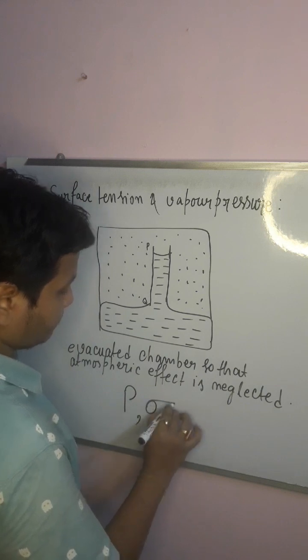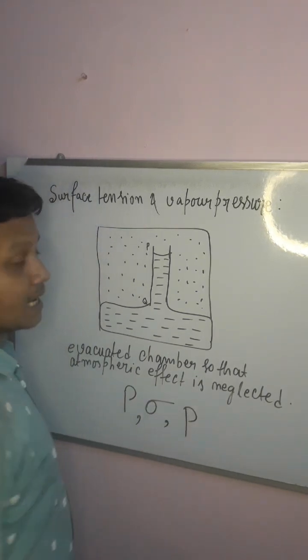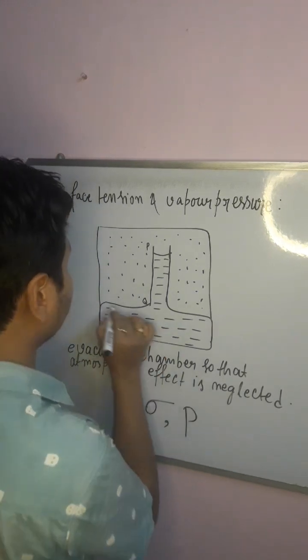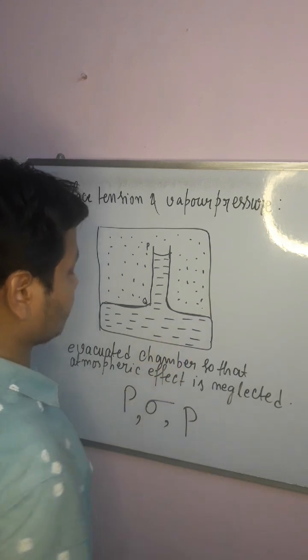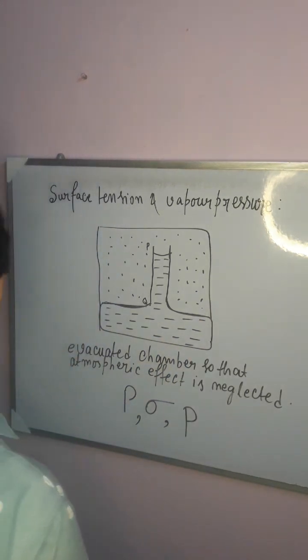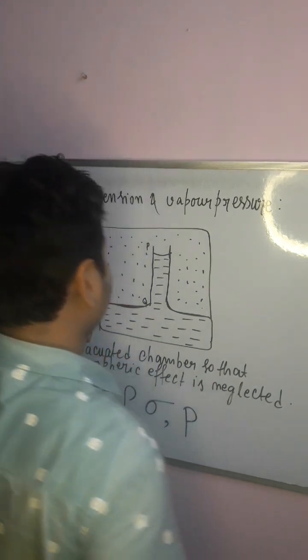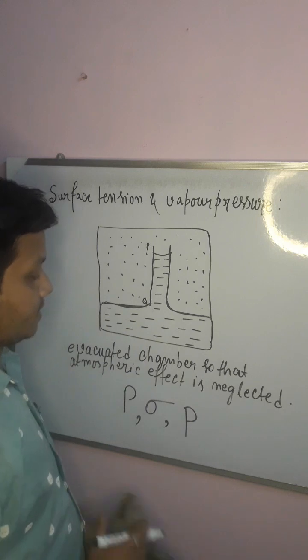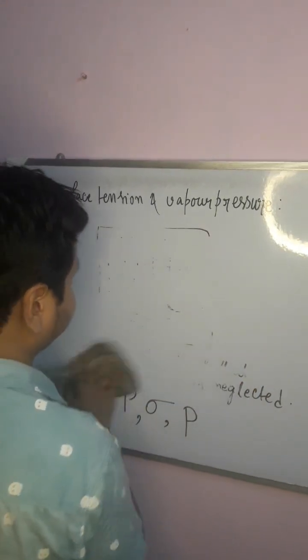Now here we have to assume a few things, that suppose the density of liquid is rho and that of vapor is sigma. And we imagine that P is the saturation vapor pressure over the flat surface. These things we have to imagine.